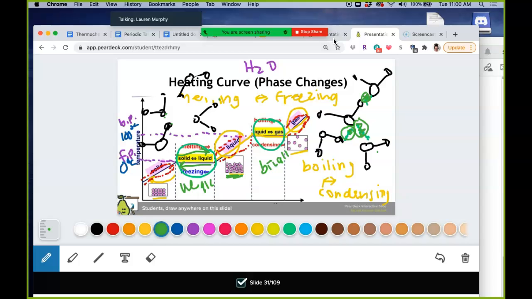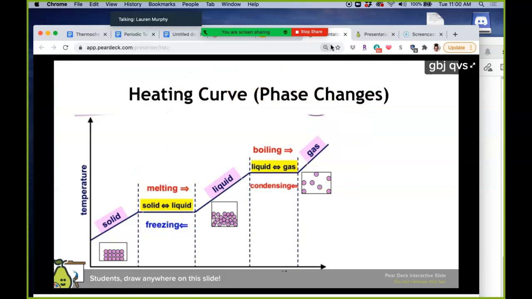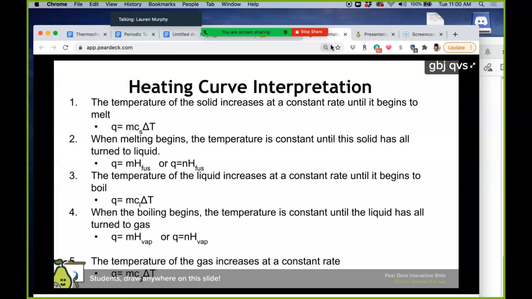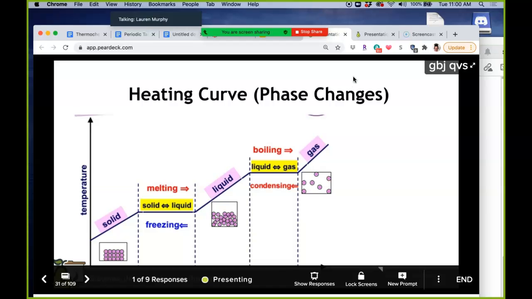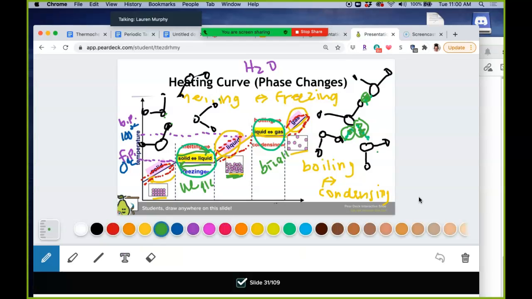Okay? So if we go to the next slide, and I'm not going to stay on this slide very long because I'm going to show you this slide back on our chart. Every single line on that phase change diagram has an equation that goes with it. So let's talk about it. We're going to go backwards. I'm going to reset this.